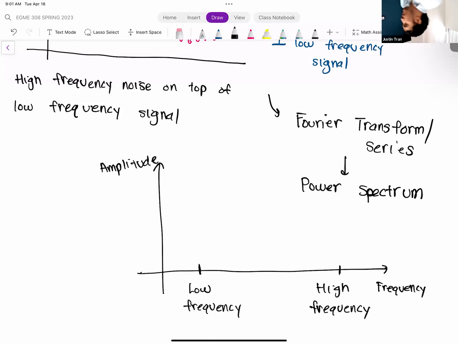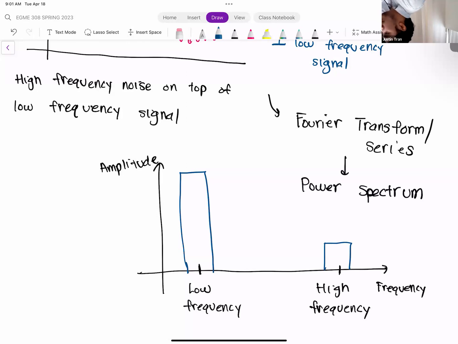The height of the power spectrum for each of those frequencies tells you what the amplitude for that frequency is. Okay. So for this particular example, for that low frequency, we have a relatively high amplitude. And for the high frequency, we have a lower amplitude. And so for this particular case, we have a high signal to noise ratio. So even with the noise there, we can still pick out what the signal actually looks like.